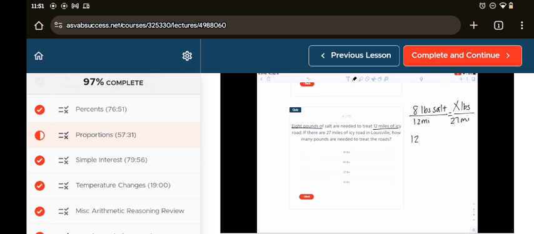Let's cross multiply. 12 times x is 12x. And 27 times 8 is, 8 times 7 is 56, carry the 5. 8 times 2 is 16 plus 5 is 21. We're going to divide by 12. Let's do this division problem now.